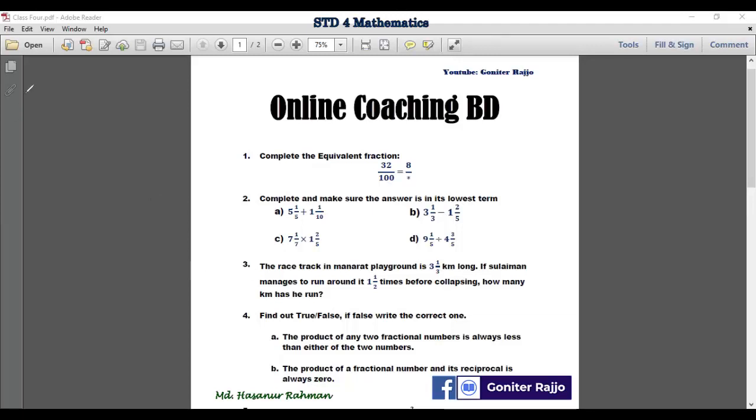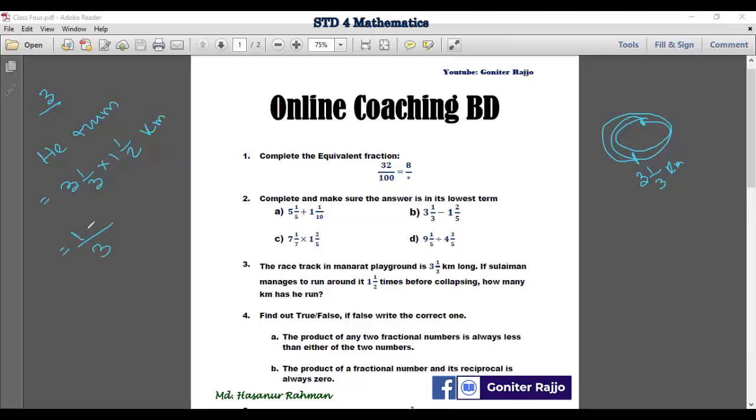Look, you can solve it in this way too. Suppose this is that playground, and the length of this playground is 3 1/3 kilometers. So Sulaiman manages to run 1 1/2 times, so you have to multiply 3 1/3 by 1 1/2. We can write he runs 3 1/3 multiplied by 1 1/2 kilometers. That means we have to solve only this thing.